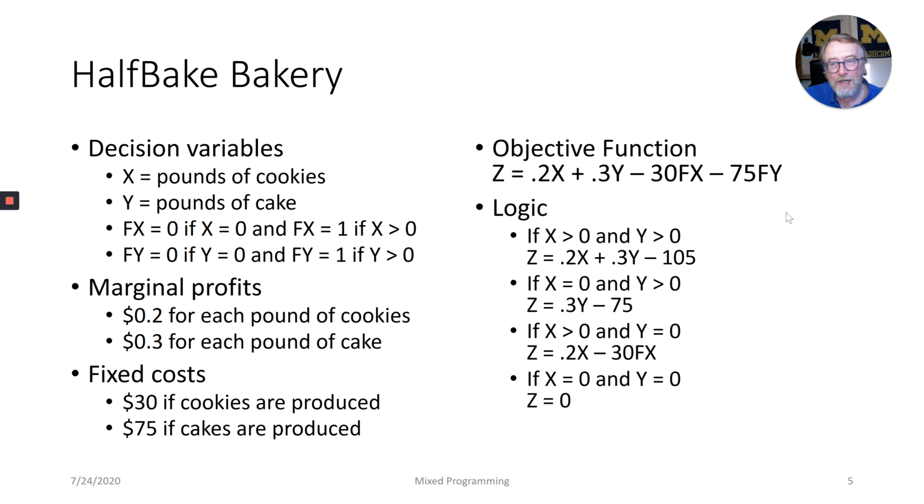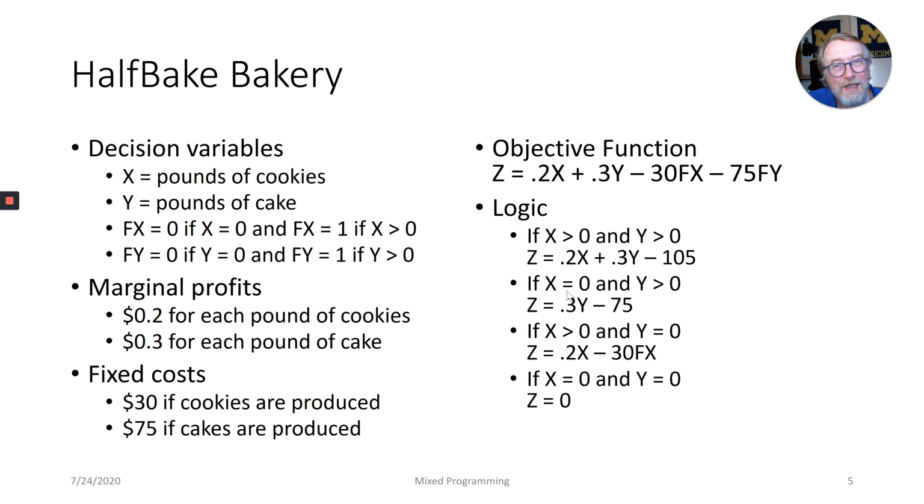So if you just look at the logic of it, if we're making both cookies and cakes, then we have what we earn, the net income or the marginal profit for making cookies and profit for making cakes. But now we have to subtract off the setup costs for cookies and cakes. So f of x is 1, f of y is 1, and so we end up subtracting off 105.